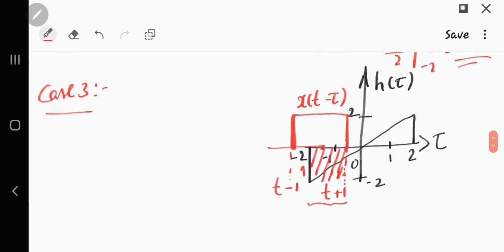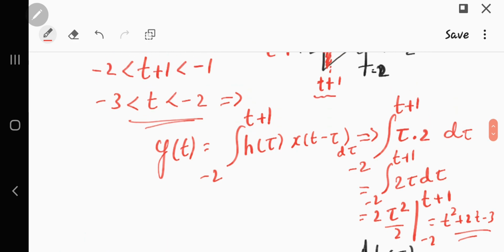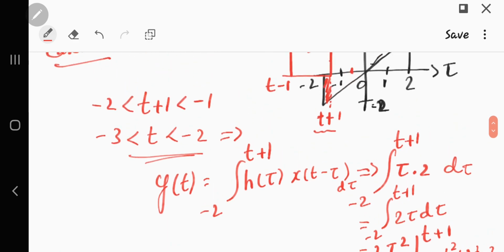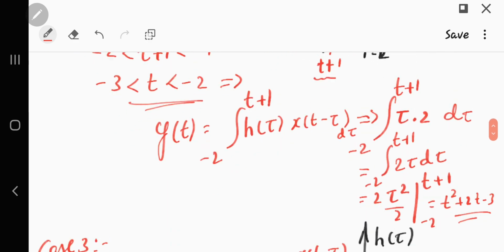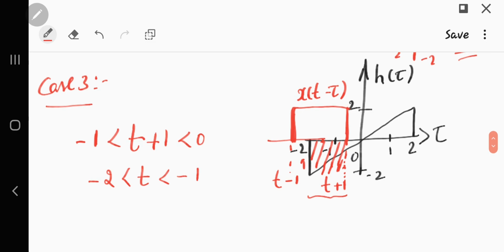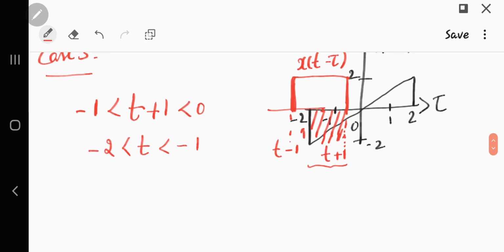And how do you define the case here? So this case is defined as t plus 1 less than 0 and greater than minus 1. So if you simplify this, it will be t greater than minus 2 and less than minus 1. See here, the previous case was t less than minus 2 and greater than minus 3. Now it is greater than minus 2 and less than minus 1. Okay. So the continuity is there.